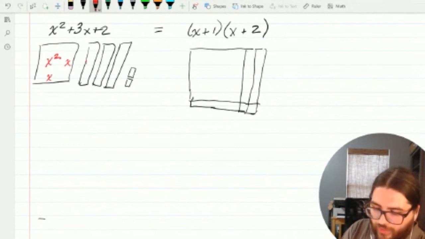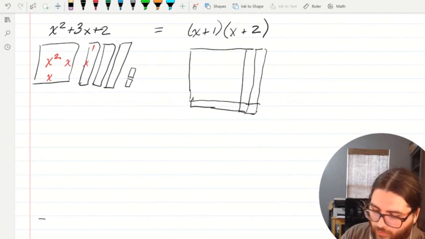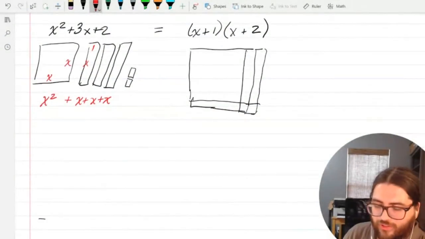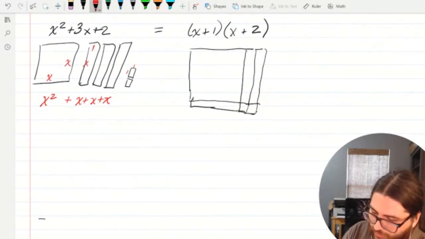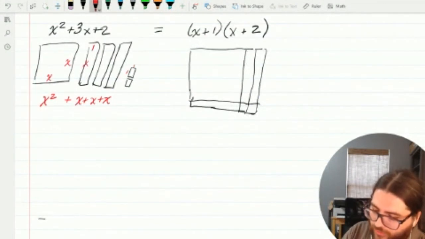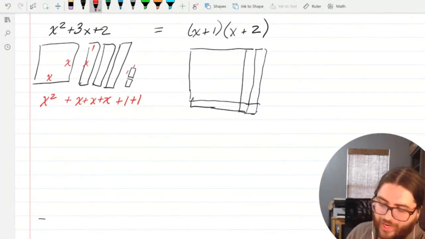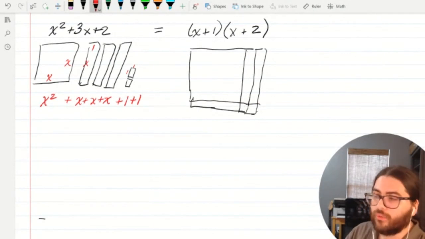Likewise, the tall columns are x tall and 1 wide. I'll write the x squared underneath. That's x squared. So each column is an x. And here I've got 3 of them. X plus x plus x gives me 3x. And each one of these little blocks is 1 on each side. So the little blocks are 1. So if I added all of these things together, I would have x squared plus 3x plus 2.